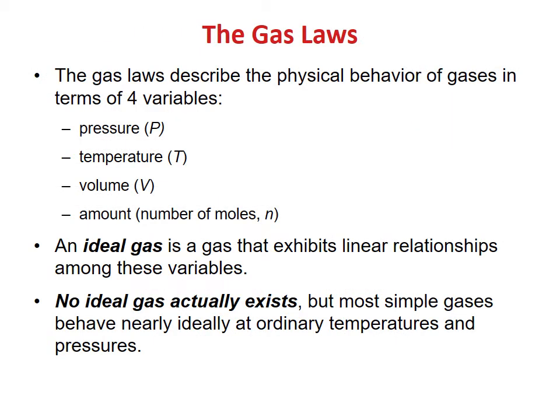A gas is described by 4 variables: pressure, temperature, volume, and number of moles. These 4 variables are not independent, but related by mathematical equations called gas laws. An ideal gas is a gas that exhibits linear relationships among these variables. Although no ideal gas actually exists, most simple gases behave nearly ideally at ordinary temperatures and pressures.